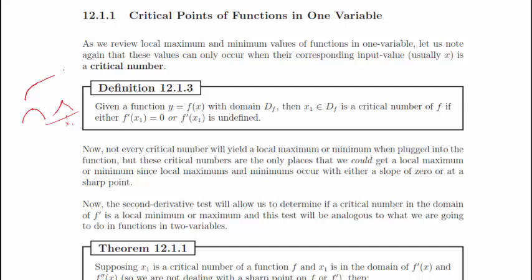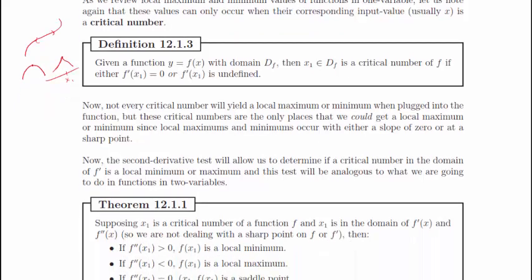We could have a flat section, right? But again, if I have a flat section and I call the y value along this interval a local maximum, that's okay. We are getting a derivative value of 0 in this entire section, so we would have critical numbers along this entire interval as well. And there's no other way for us to possibly have a local maximum or minimum.